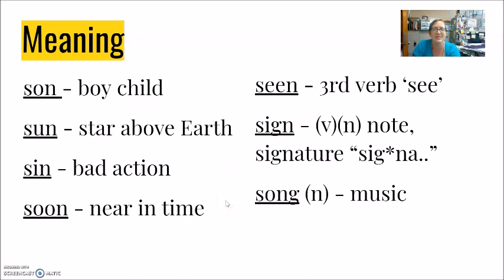Song, of course, is my music. And then sing, sang, and sung are my three verbs. First verb, second verb, third verb, past participle, for my main verb to sing.